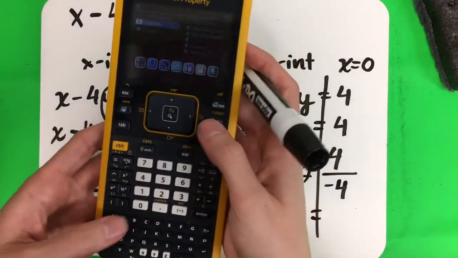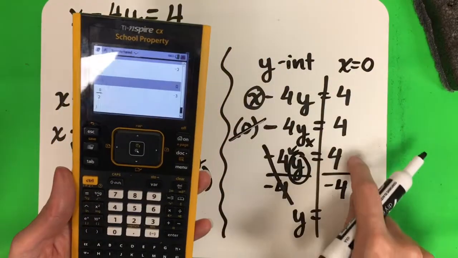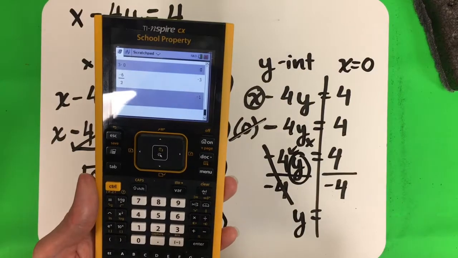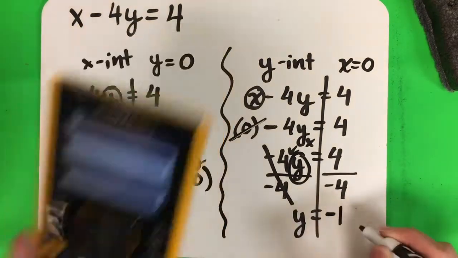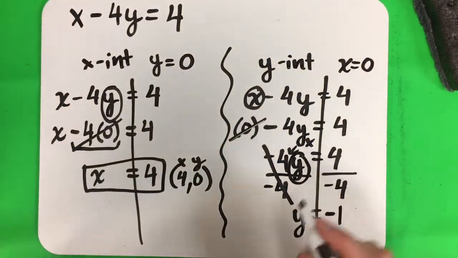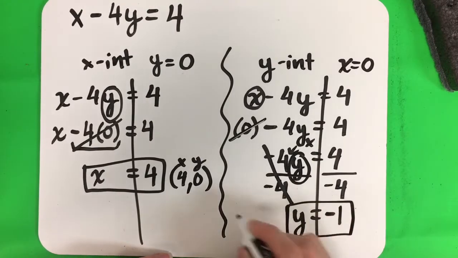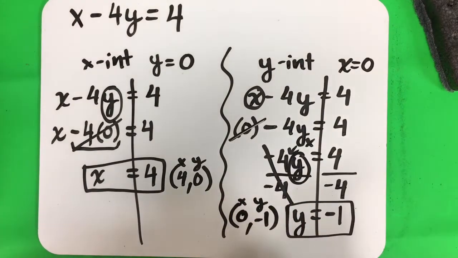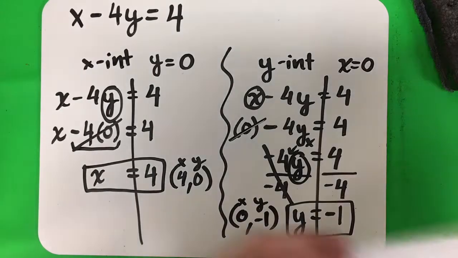Okay, so remember you can just push A for the calculator. 4 divided by negative 4. 4 divide negative 4, enter, negative 1. And let's put it in parentheses. So y is negative 1, and then x is 0. Now we can graph it. Let's go ahead and graph it on here.